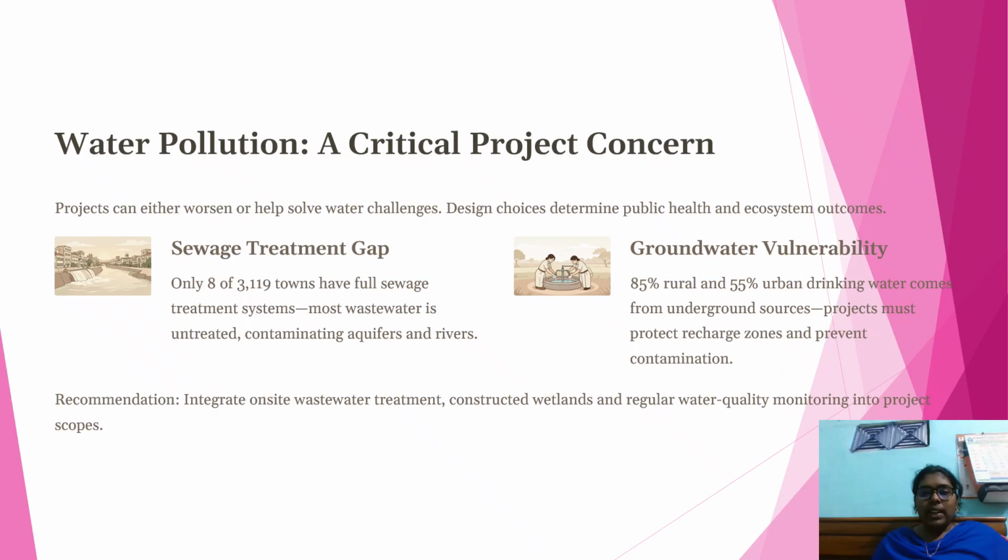Water pollution is a critical project concern, because a project can either worsen or help solve water challenges. Design choices determine public health and economic and ecosystem outcomes. First, the sewage treatment gap: only about 3,199 towns have full sewage treatment systems, and untreated wastewater contaminates aquifers and rivers. This is one of the major critical issues. Groundwater vulnerability means 85% of rural and 55% of urban drinking water comes from underground sources. Projects must protect recharge zones and prevent contamination. The recommendation is to integrate on-site wastewater treatment, constructed wetlands and regular water quality monitoring into project scopes.